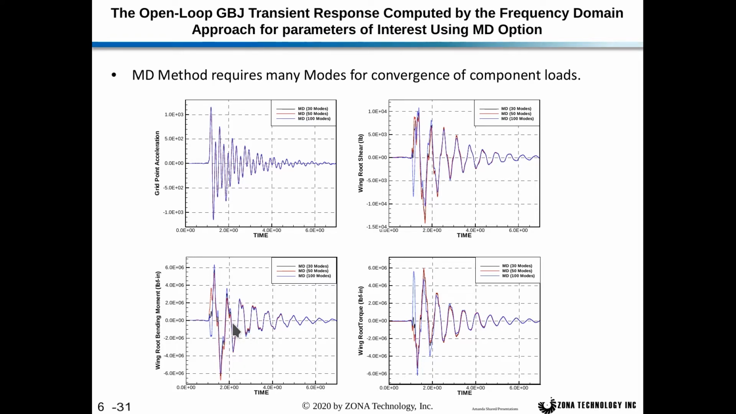But we can't tell, is 100 modes enough yet? We don't know, because comparing 50 modes to 100 modes, the answer is still changing. So 100 modes may not be a converged answer yet. It may not be the right answer.